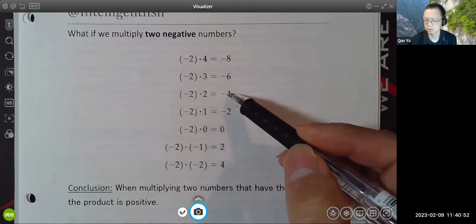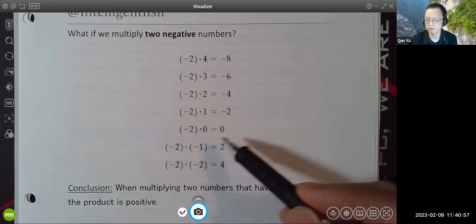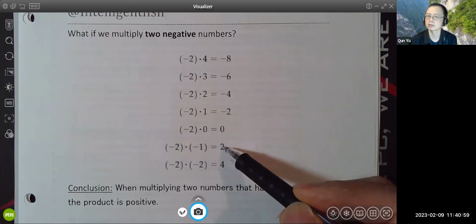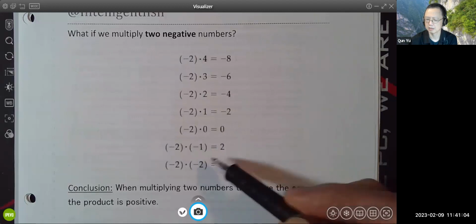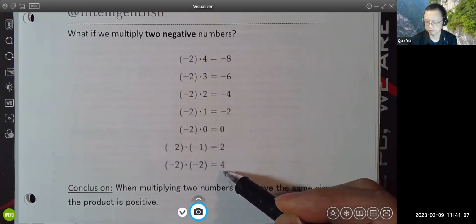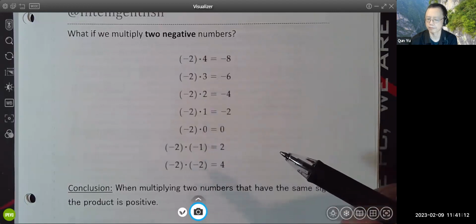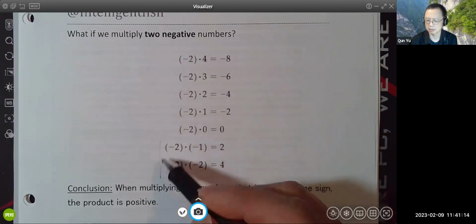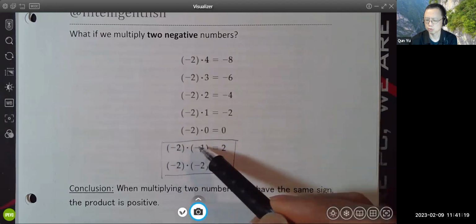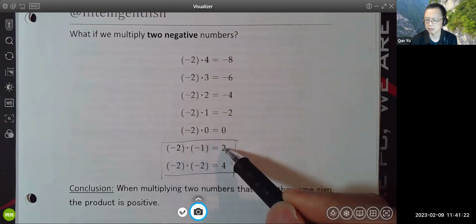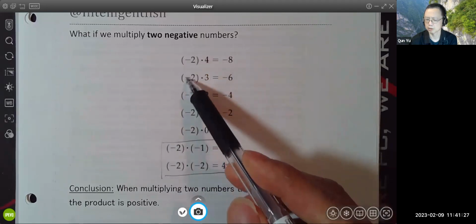Reduce by 1, increase by 2. From 0, we reduce 1, we reach -1. The value again increased by 2, from 0 to 2. From -1 to -2 is a reduction of 1 again. From 2 to 4 is increased by 2. So this pattern holds throughout all of these examples. Now, this is the part that we want to focus on. When we multiply two negative numbers, the result is positive. See, this is also true. And this is from the previous conclusion.